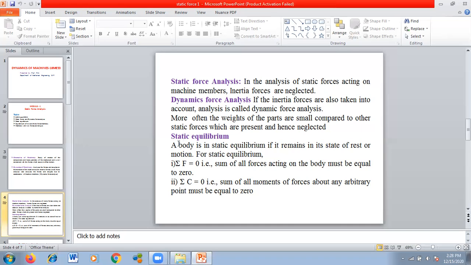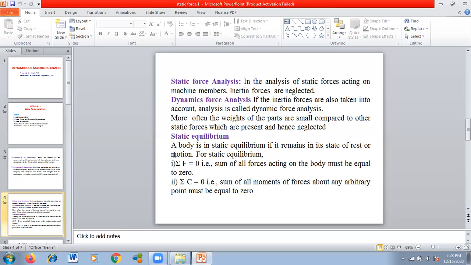Come to the static equilibrium of any continuum or a body. What is meant by static equilibrium? Body means nothing but a continuum. Take any body. How can you say that it is in static equilibrium? What are the conditions for that?